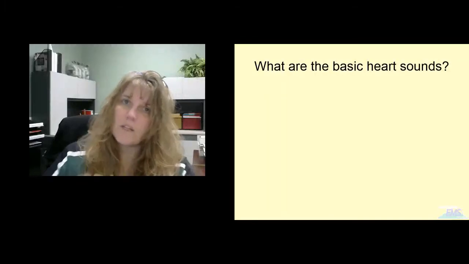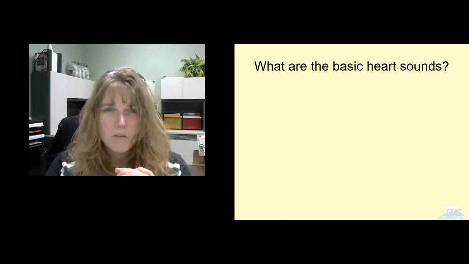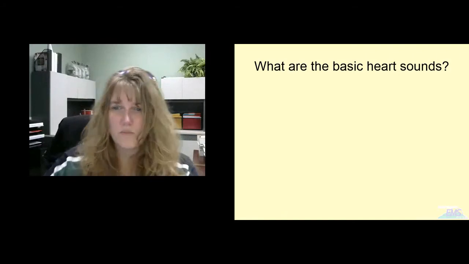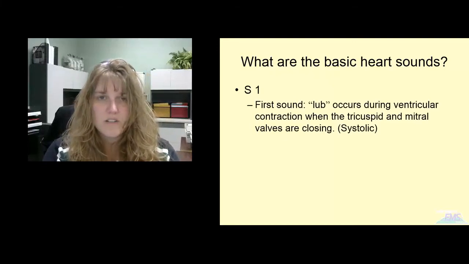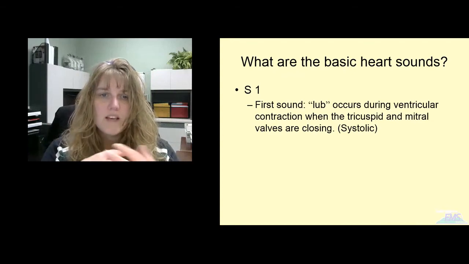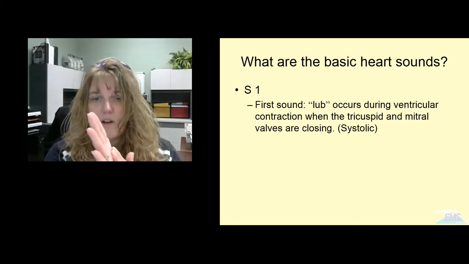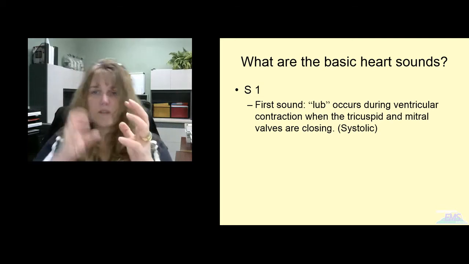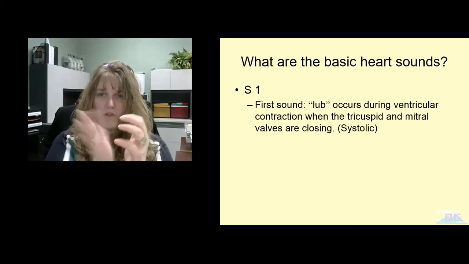So when we talk about the basic heart sounds, you have two basic heart sounds. You have a lub and a dub. Those are our basic heart sounds. The lub is the S1 heart sound. So it's S1 lub, S2 dub. And with the S1, what you're hearing is the mitral and the tricuspid valve closing. So you have the closure of the valves between the atria and the ventricles. So you're hearing those valves shut.